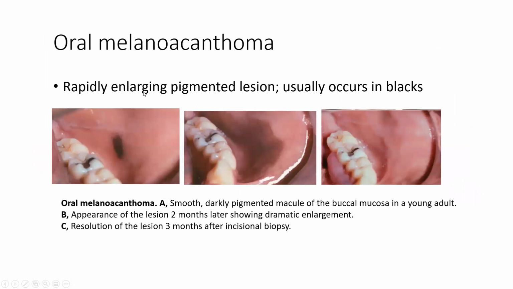The next lesion which crosses the brown or black lesion is melanoacanthoma. This is another example where the dark pigmented lesion or the macule of the buccal mucosa can grow at a very rapid pace. For example, in this picture, this was the patient seen on the first visit, and when he came 2 months later, you could see the enlargement of this macule to such a dramatic size. So when the lesion was biopsied, there was incisional biopsy done, you can see that there is resolution of this macule or the lesion.